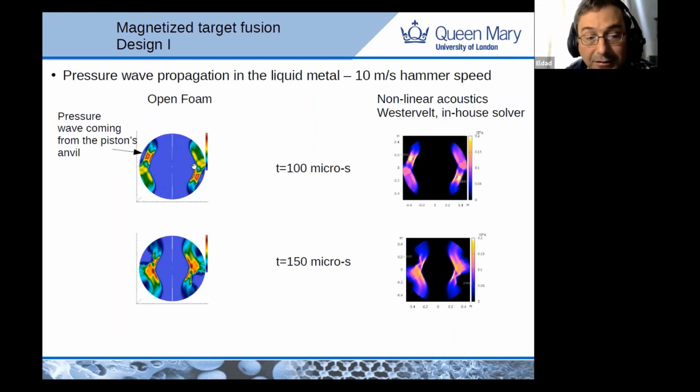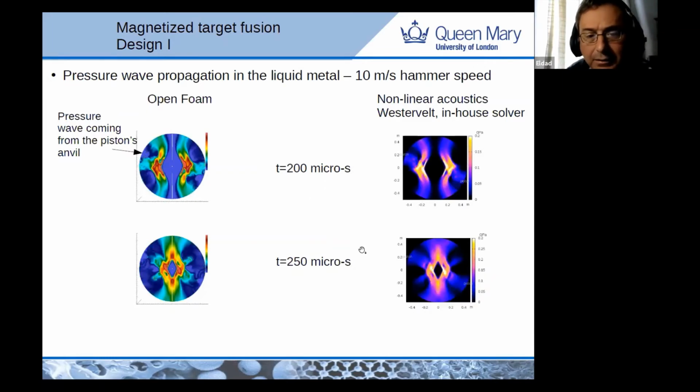Remember, this is liquid, this is not gas. So also the equation of state can be important. And we got quite a good agreement, as you can see. So we're looking at 100 microns, 150 microns, 200 microns, and we got what we wanted here.